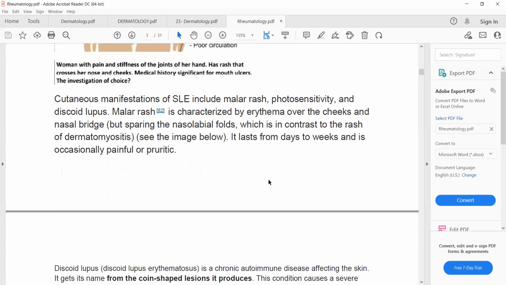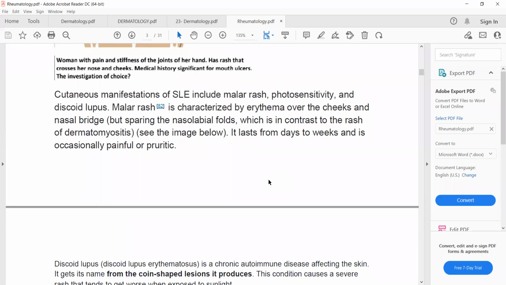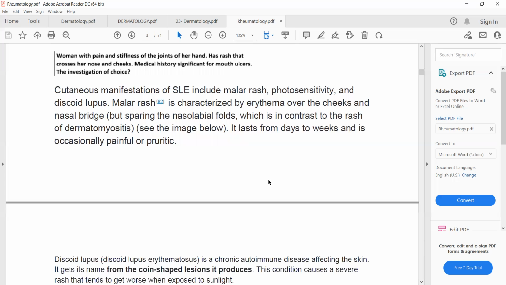Remember that it has to be used for a prolonged time, these medications, and then someone can get this drug-induced lupus. Usually chronic use results in drug-induced lupus, but a one-time use can also result in drug-induced lupus. Okay, thank you.